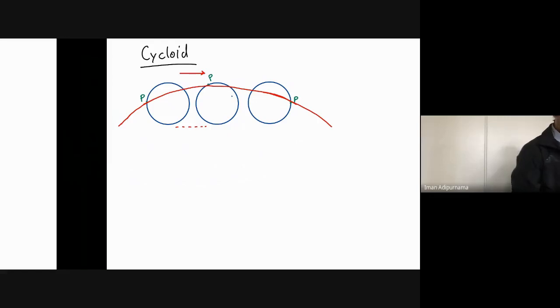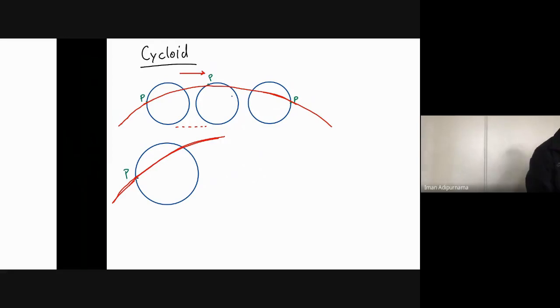Let me draw one more circle, and let me break down what we will observe. So this P, maybe this is the cycloid one. And from this P, I will connect to, let's say this is the center of the circle.